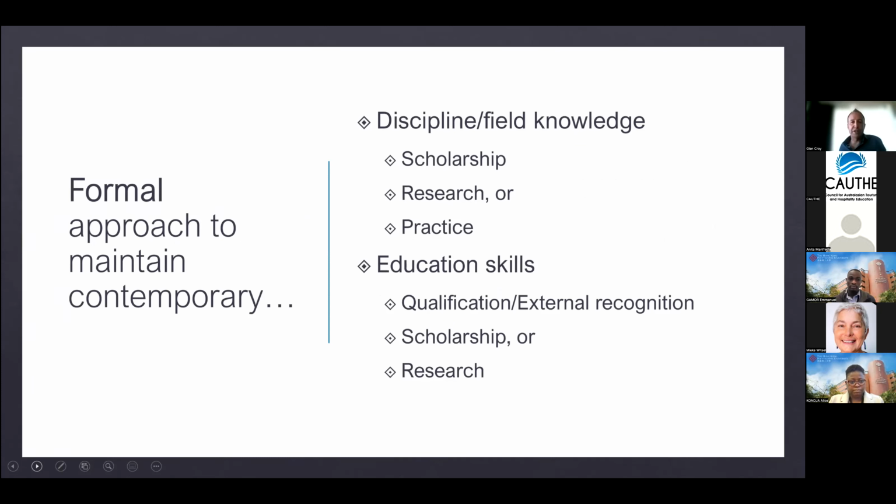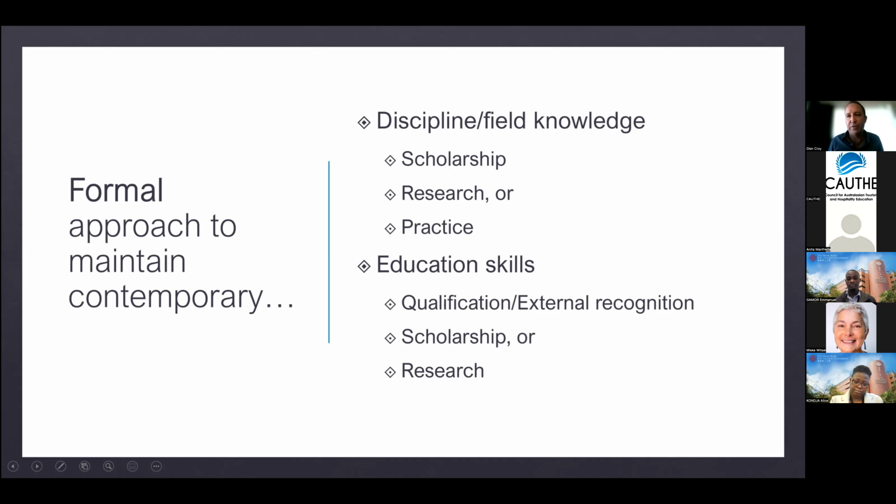is I'm going to send you out into the breakout rooms again, and I'll just send you out for a brief period of time. But what I want you to be thinking about is what can be some formal approaches to maintain contemporary discipline knowledge, or discipline or field knowledge, again, as demonstrated in either scholarship or research or practice, and to maintain contemporary education skills, which can be demonstrated through qualification or external recognition, scholarship, or research. So I send you out to the breakout rooms for 10 minutes to do this.